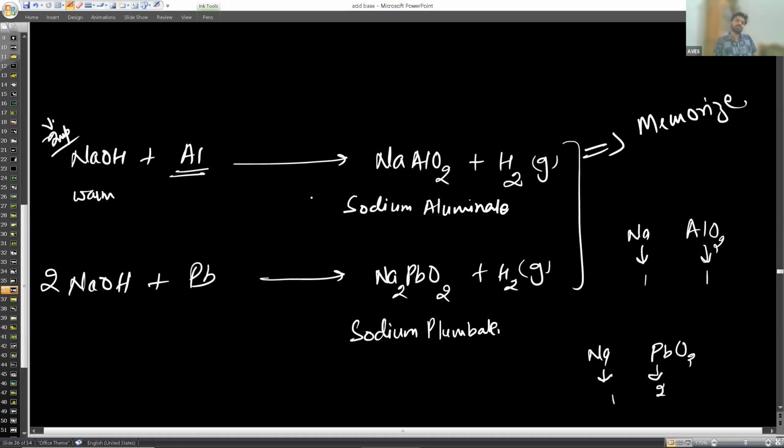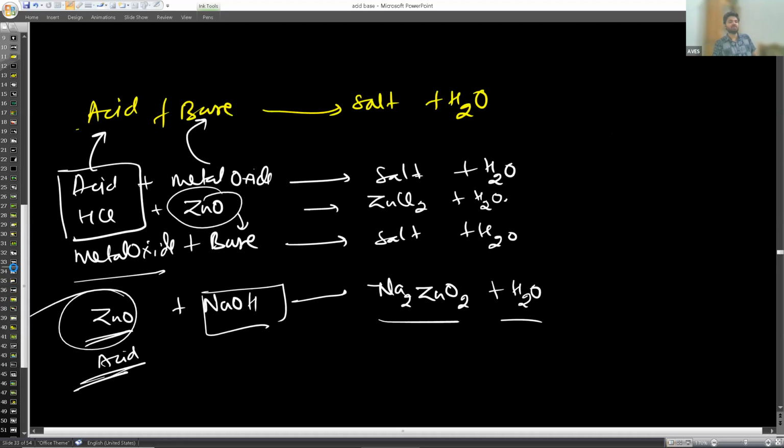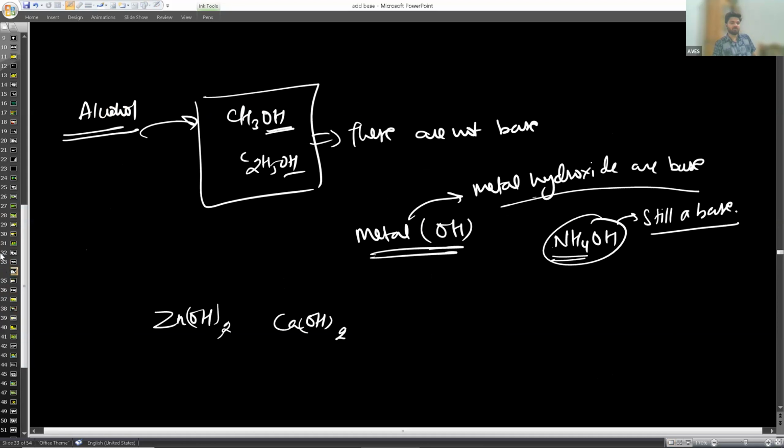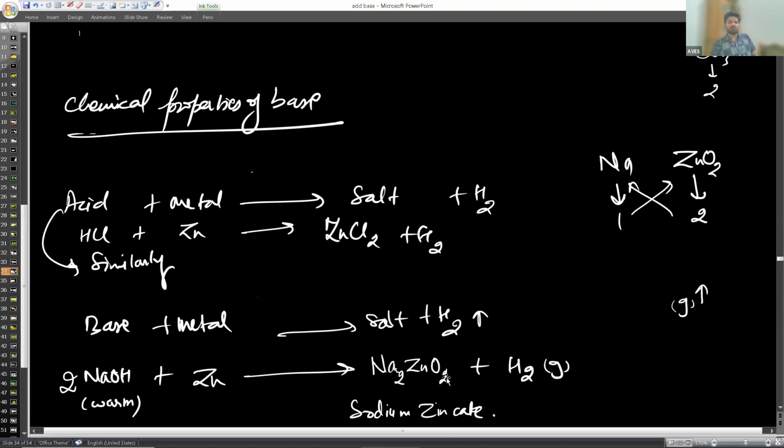Na plus Pb will give you Na2PbO2. Just concentrate here. It is not 2 here, because the aluminate ion has valency 1, but the plumbate ion has valency 2. So it will have Na2PbO2. But here we have NaAlO2. So you have to memorize the correct formula. In sodium zincate we have the 2 here, but here we don't have it. Okay, you have to keep this in mind.